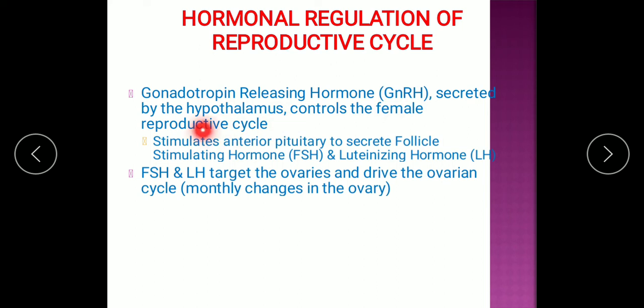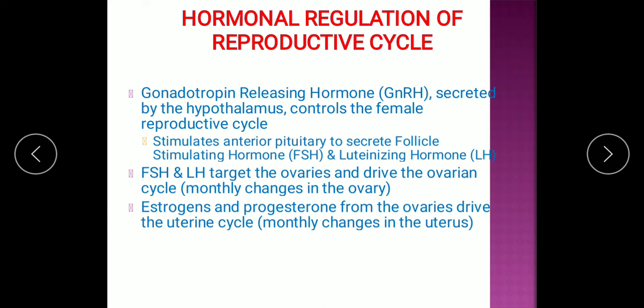Gonadotropin-releasing hormone is secreted by the hypothalamus. The hypothalamus-secreted gonadotropin-releasing hormone stimulates the anterior pituitary. The anterior pituitary secretes follicle-stimulating hormone and luteinizing hormone. Those FSH and LH stimulate the ovary in the monthly changes of the ovarian cycle.